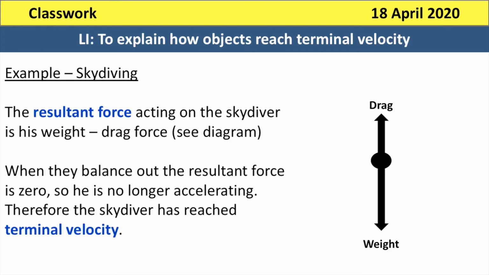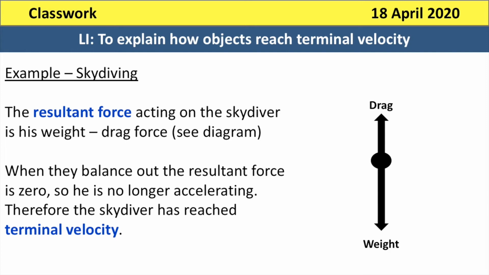The free body diagram shown here on the right hand side of the board shows the forces that act on the skydiver, with the weight acting downwards and the drag force acting upwards. Obviously you can use the word air resistance instead. The resultant force acting on the skydiver is therefore going to be the weight minus the drag force, because the weight is going to be the larger force until we reach terminal velocity.